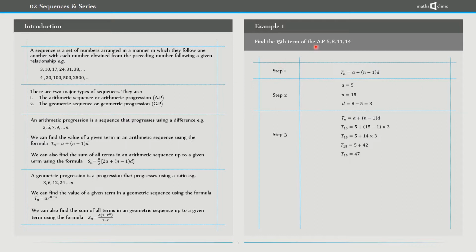Okay, so if you decide to write out this arithmetic progression up until the 15th term: our first term is 5, second term is 8, third term is 11, fourth term is 14. If you continued adding 3 up until the 15th term, you will arrive at 47 as your 15th term. Okay, and that is how you solve for a given term in an arithmetic progression. Okay, let's move on.